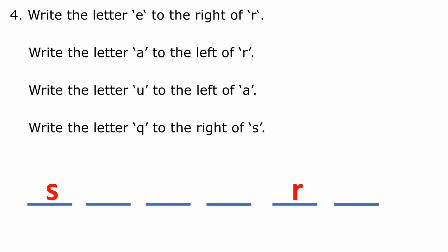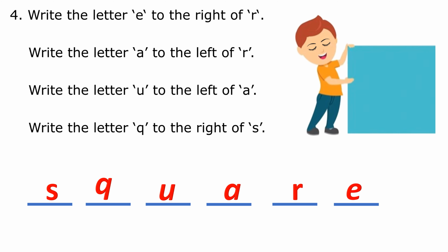4. Write the letter E to the right of R. 5. Write the letter A to the left of R. Write the letter U to the left of A. Write the letter Q to the right of S. S Q U A R E, square.